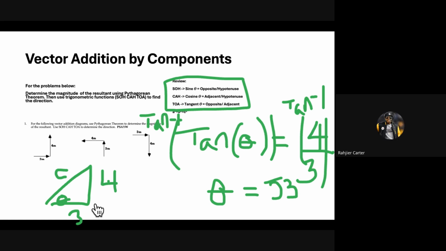Yeah, I did 4 divided by 3, and then tan negative 1. Hold on, do 4 divided by 3 first and just see what number you get. Oh, it's 1.33. Now take that and do tan negative 1 of 1.33. Oh, it's 53. Okay, cool. So you're good. All right. So now we got that one. So technically, when you put it all together, right?